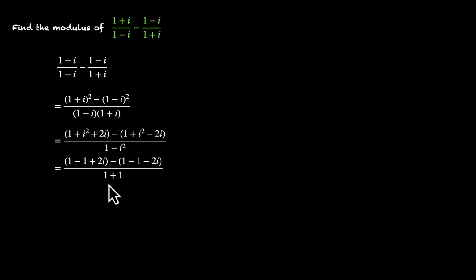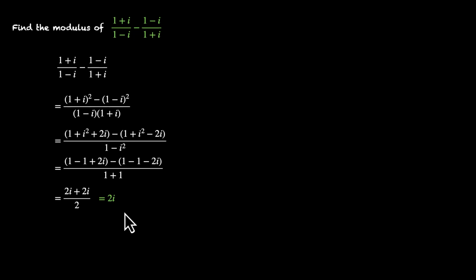And the denominator is 1 minus minus 1, which makes it 1 plus 1. So 1 minus 1 is 0, 1 minus 1 is 0, 1 plus 1 is 2. We have 2i minus minus 2i, which means plus 2i. So 2i plus 2i in the numerator, and the denominator is 1 plus 1, that's just 2. So this is 4i by 2, which means it's 2i. So this expression is equal to 2i.